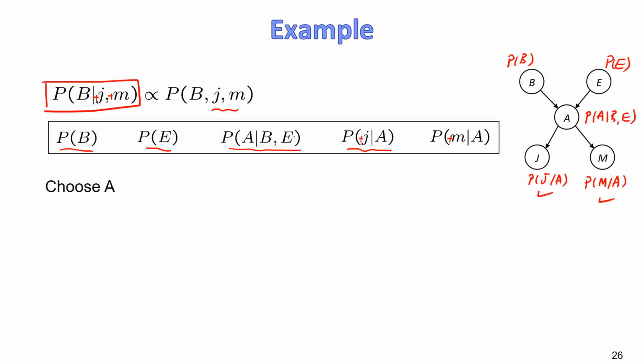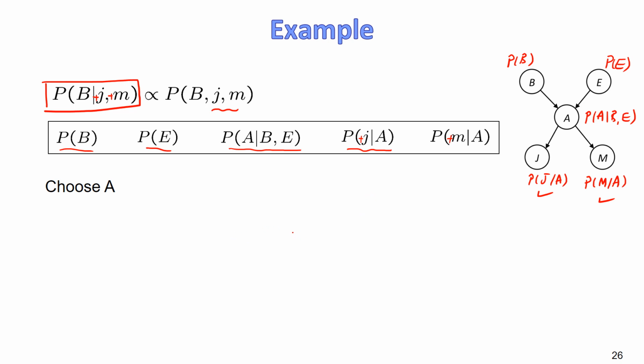What are the hidden variables here, by the way? We have the query, which is B, and the evidence, J and M, so the hidden variables are all the remaining ones. What are the remaining ones? A and E, right? So we'll have to eliminate A and eliminate E. Here we chose to start with A, so we will eliminate A first.